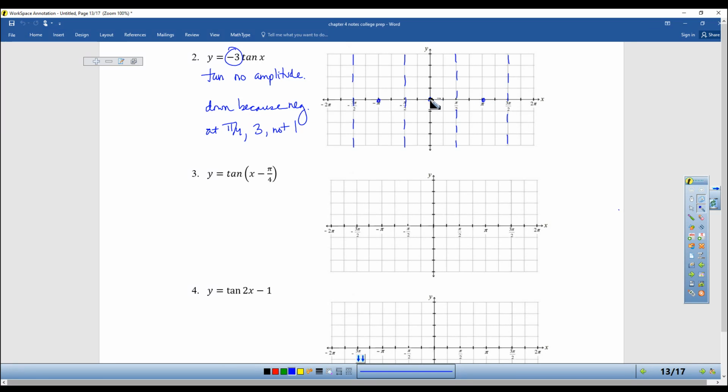Now, if this were positive 3, I would go up to 3 instead of 1. That's what that number does. So it is like an amplitude, but we don't call it that. But it's negative 3, so I am going to go down. And where I would have been at negative 1, I multiply by negative 3 and I get positive 3. So it comes down like this.